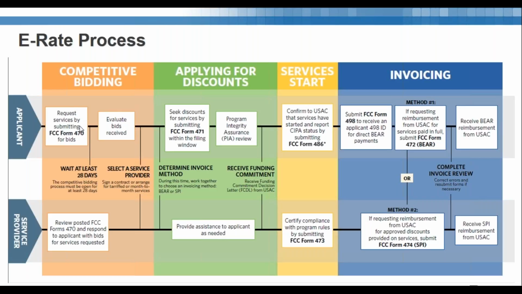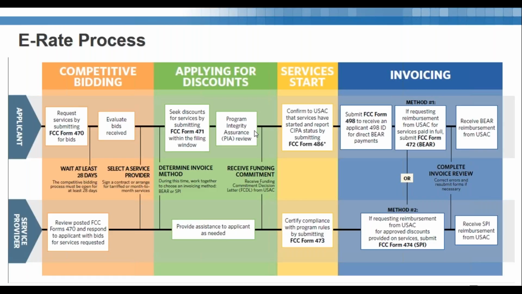Once the Form 471 is complete within the filing window, it goes to review by the USAC program, and they do Program Integrity Assurance reviews, PIA. Those are basically audits, and it's just making sure that everything that you're asking for is eligible under E-rate. They may come back with questions to the applicant, so be prepared to help them answer those questions, and I'll go into some detail on that as well. After that, at some point, you'll receive a funding commitment letter from USAC.